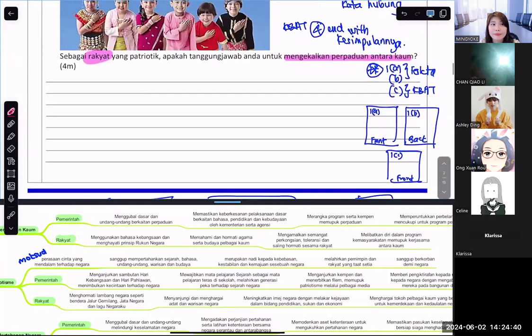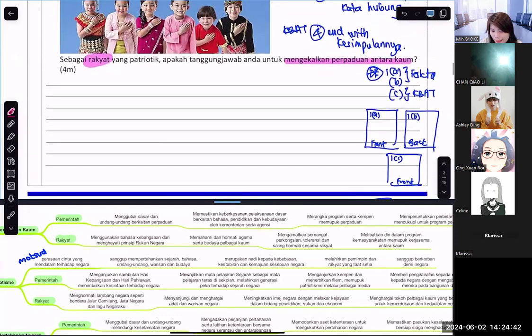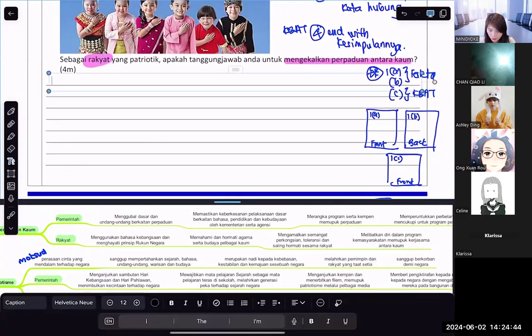All right? Okay, now. So, under this case, how do you write it? You write as sebagai. If it's an essay, you need an opening paragraph lah. Sebagai rakyat yang patriotik.